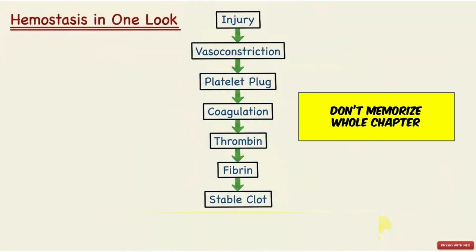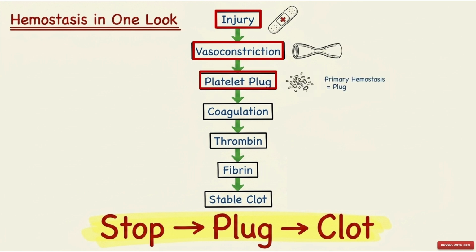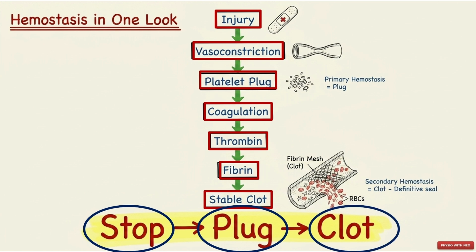Don't memorize the whole chapter. Just memorize 3 words: stop, plug, and clot. First comes the injury. The body immediately stops blood loss by vasoconstriction. That's the stop phase. Next comes the platelet plug formation. That's the plug phase. And finally, the coagulation produces fibrin and stable clot. That's the clot phase. So, whenever the examiner asks about hemostasis, think stop, plug, and clot. The whole chapter begins with this.